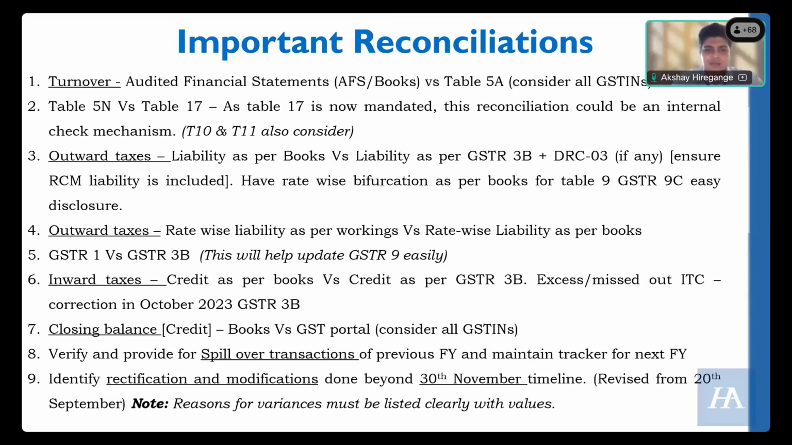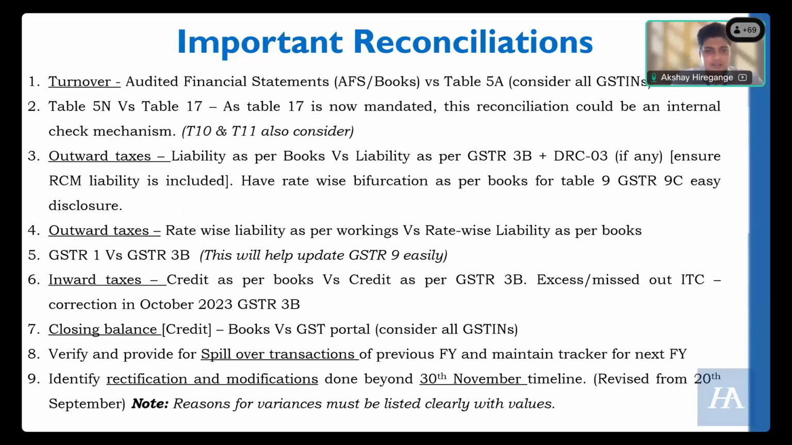Additionally, if you see point number 4, there is a rate-wise liability as per workings and rate-wise liability as per books. When I say rate-wise liability as per workings, I mean the working that was used for filing your GSTR 1 and 3B. Why must we match it to rate-wise liability as per books? This is important when you come to GSTR 9C because in 9C you need to provide the details as per books of accounts, and there again you need the rate-wise details. The reconciliation which will be done in table 9 of 9C is very important, and therefore this point number 4 has been considered as an important reconciliation for the annual returns.